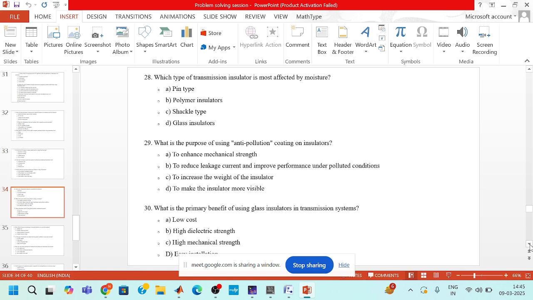Now the next question is, which type of transmission insulators is most affected by moisture? Most affected by moisture. Polymer insulator, madam. Polymer insulators. Anyone else?